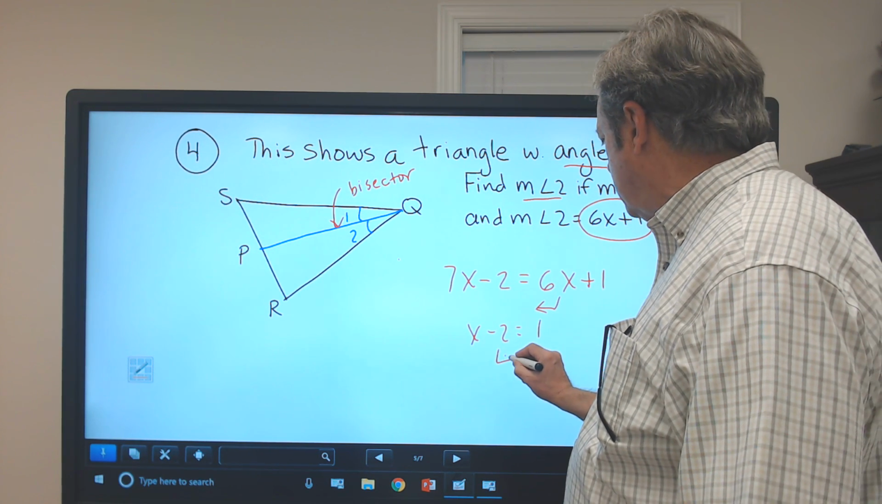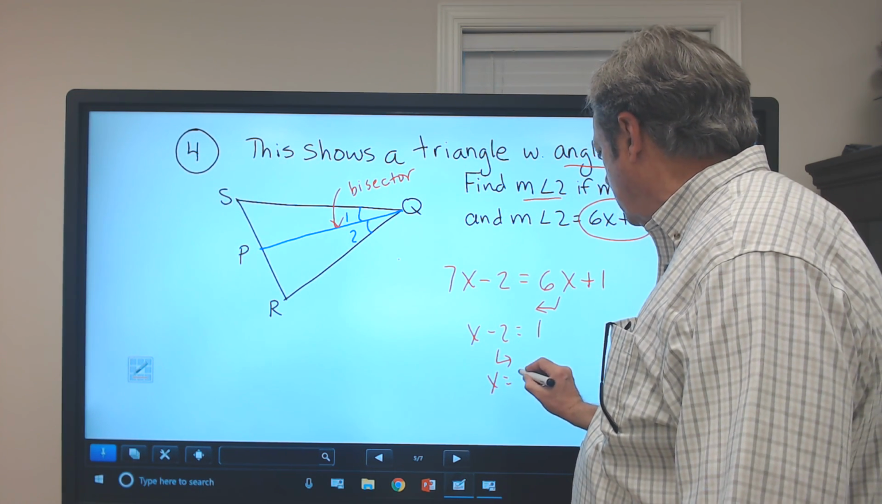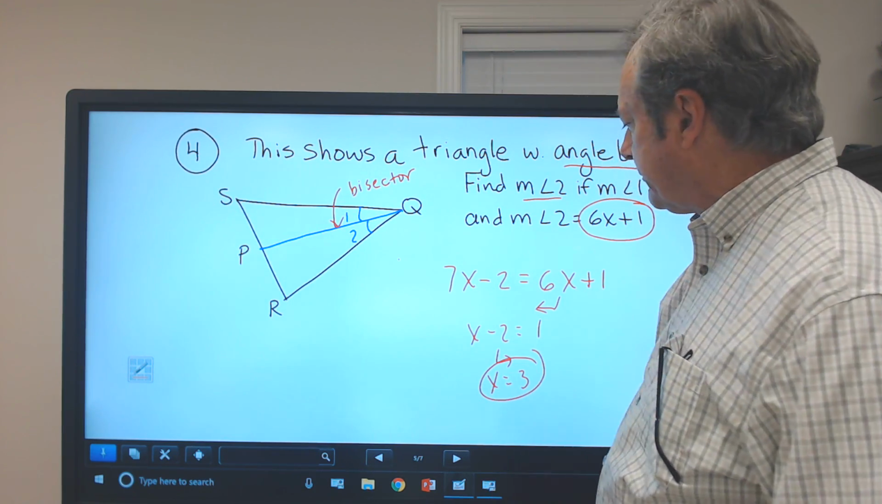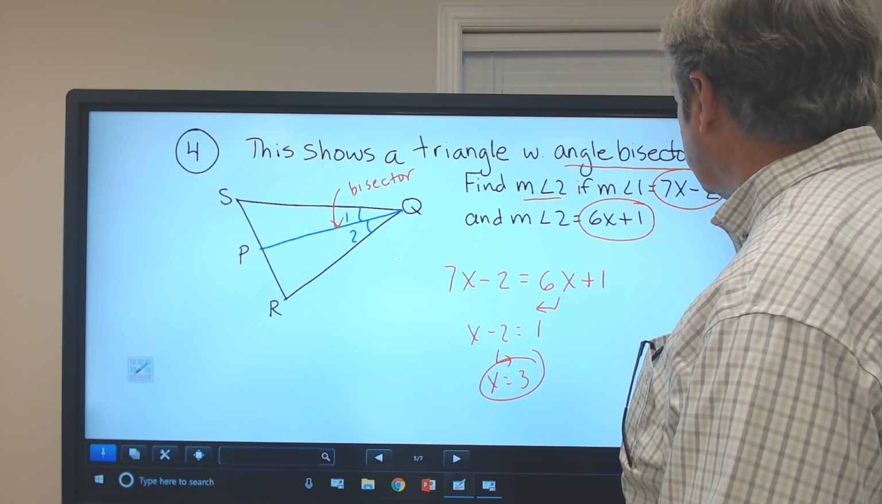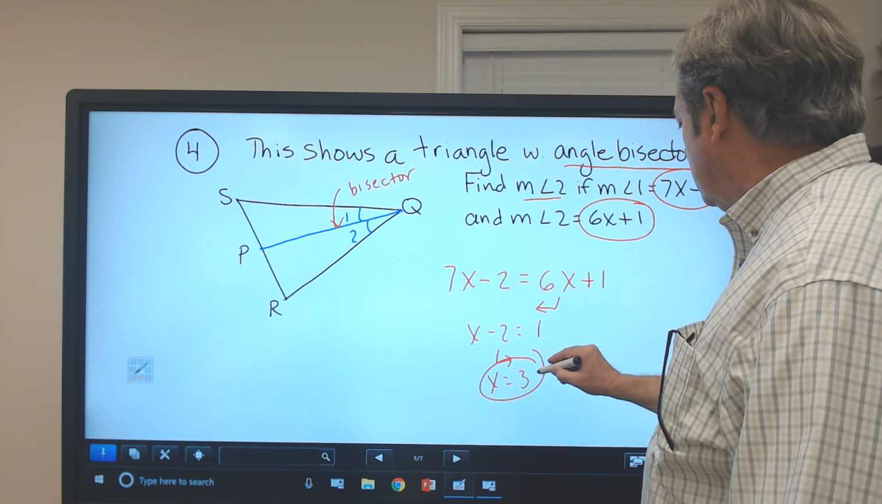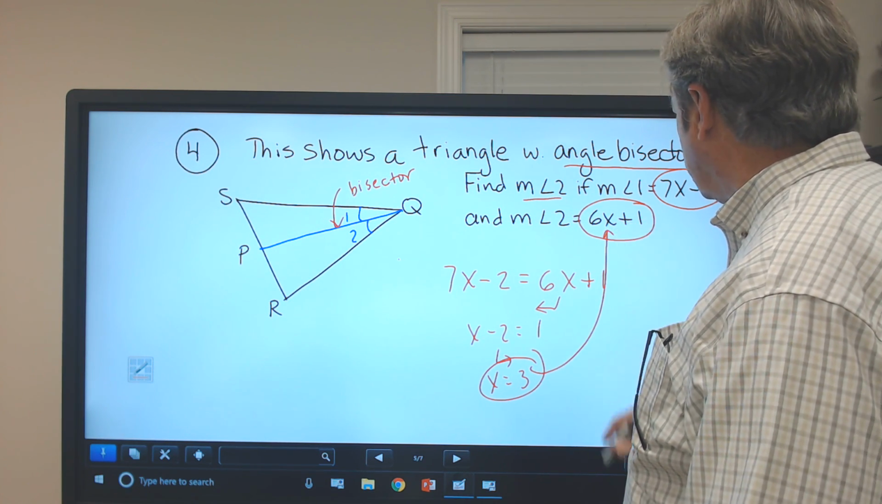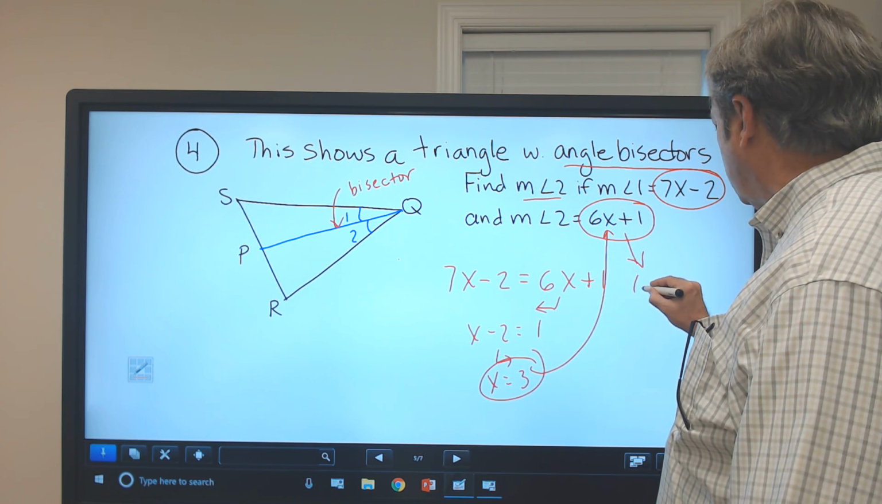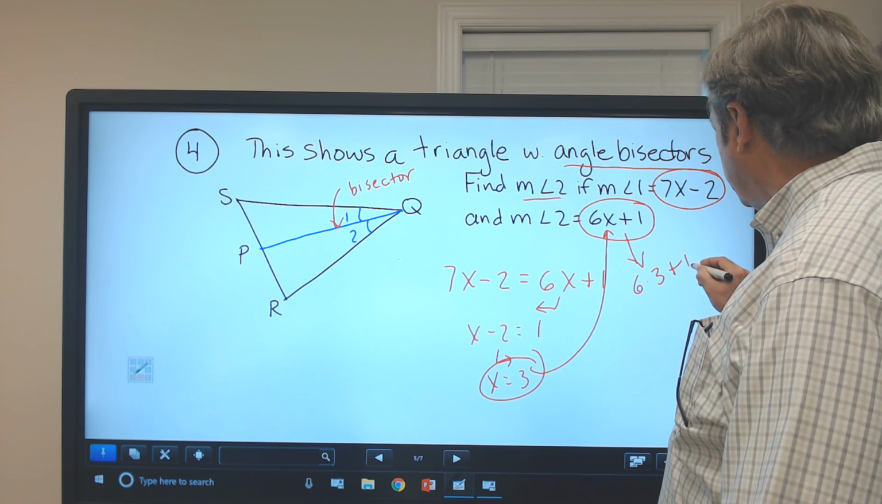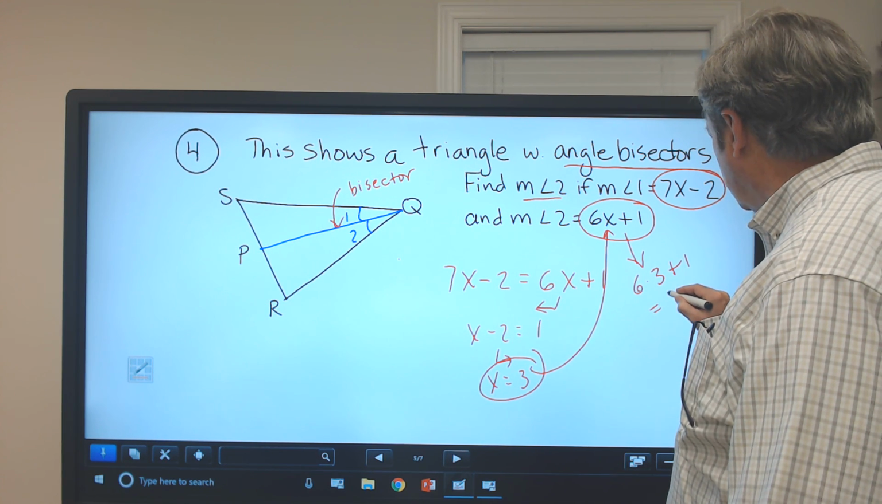And then we'll add 2 to both sides. So we've got that x is equal to 3. But are we done? No, they want to find the measure of angle 2. Well, we'll take that 3 and put it right there. So 6 times 3 plus 1, that's going to be equal to 19.